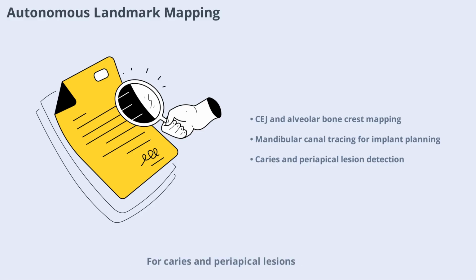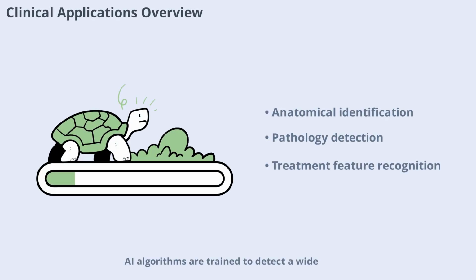For caries and periapical lesions, AI detects subtle radiolucencies and calculates lesion depth, achieving high diagnostic accuracy. These capabilities streamline diagnosis and enhance patient safety. AI algorithms are trained to detect a wide array of dental and maxillofacial conditions on panoramic radiographs. They excel in anatomical identification, pathology detection, and treatment feature recognition.